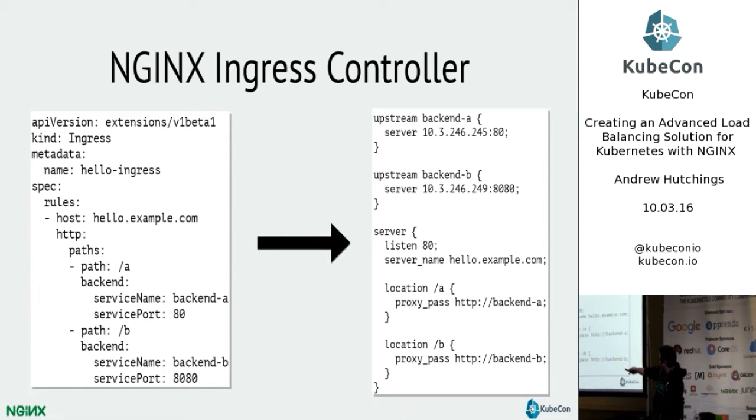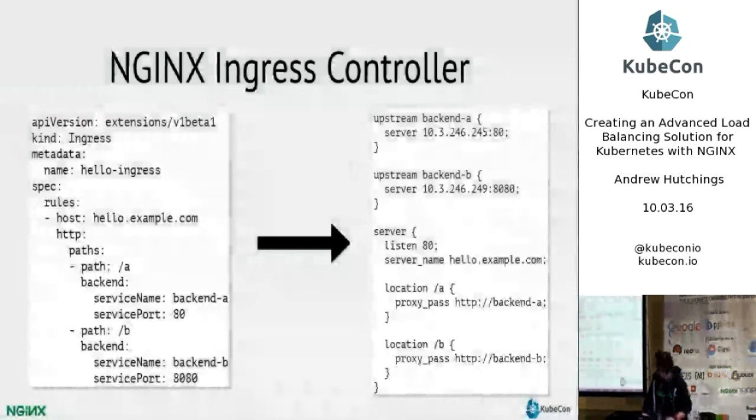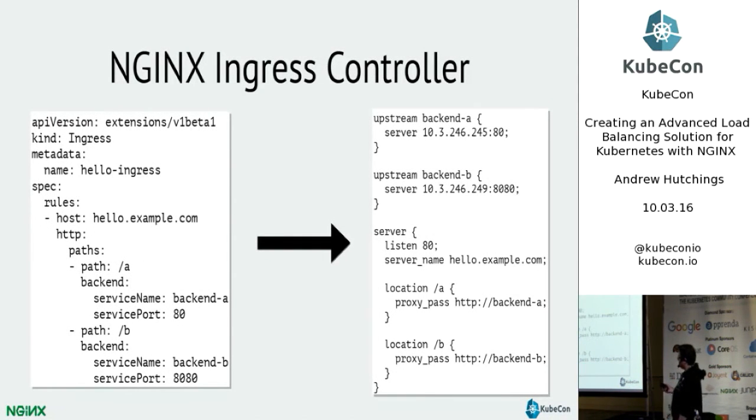So here we have hello.example.com with path A going to backend A and path B going to backend B. And if you've ever read Nginx configurations before, you can see that the server defines the server and location defines different paths on that server. Proxy pass tells it which backend to speak to. So backend A, which is configured up here with a server IP address, and backend B is configured here with a server IP address.